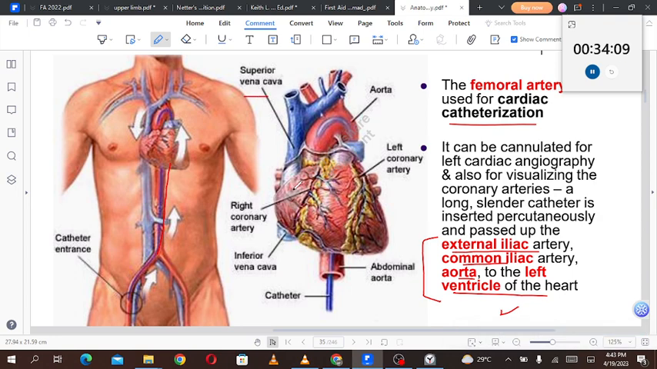This is basically the anatomy of the heart. The superior vena cava is on the right side, then the right coronary artery is over there on the right side, then the inferior vena cava. These are entering the right heart. The catheter is inserted in the abdominal aorta, then from the arch of the aorta it enters the left ventricle, and the left coronary artery is on the left side of the heart.